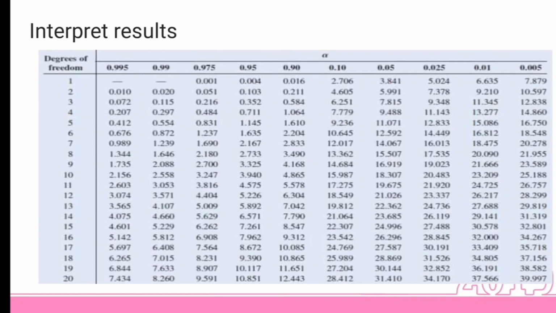Next is to interpret results. With the use of the degrees of freedom and the chi-squared, we will be able to find the critical value, and if the critical value is less than the significance level of 0.05, we will reject the null hypothesis, or we will fail to accept the null hypothesis.